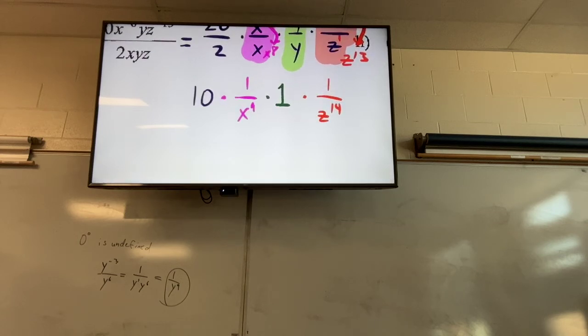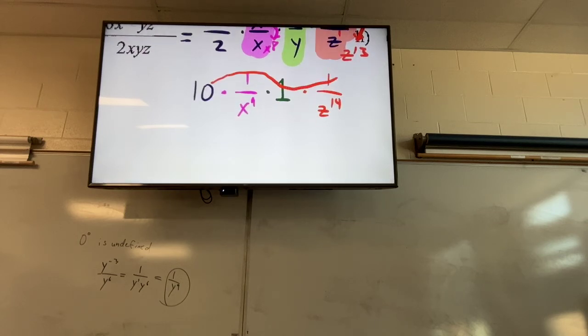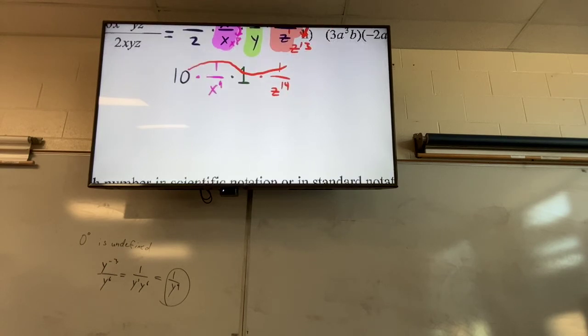So if I multiply across the top, right, I get 10 times 1 times 1 times 1, so that's 10 over, and then I have x to the 9th, z to the 14th on the bottom. Okay, so okay about that one? You feeling okay about this? Good.